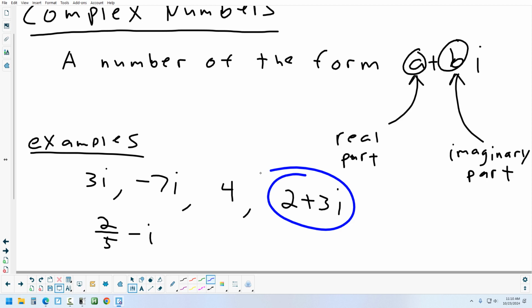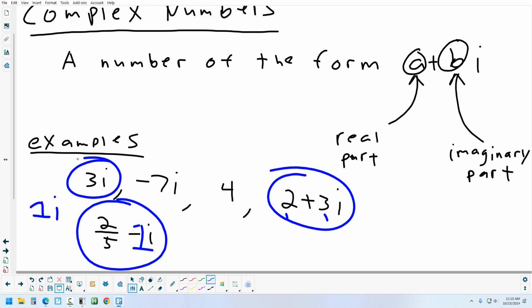So some numbers have a real part and an imaginary part, like this one. The real part is 2/5. What would be the imaginary part here? Negative 1. I try to make my ones and my i's look different, because that can get confusing. Now, some numbers have a 0 for one of the parts, like this one. 3i, that's a pure imaginary number. The reason it's called a pure imaginary number is because the real part is 0. Same thing with this one. That's a pure imaginary number because the real part is 0.